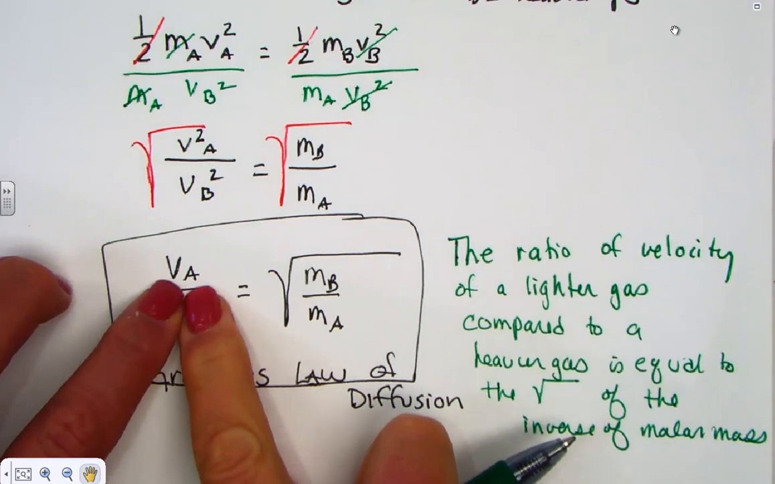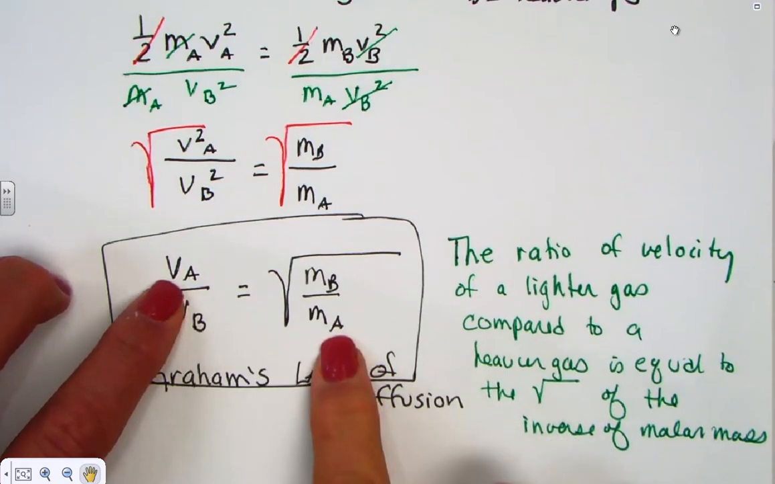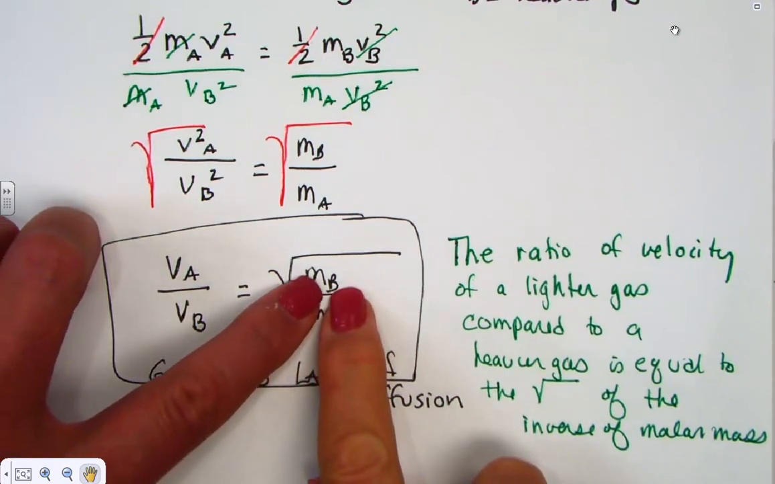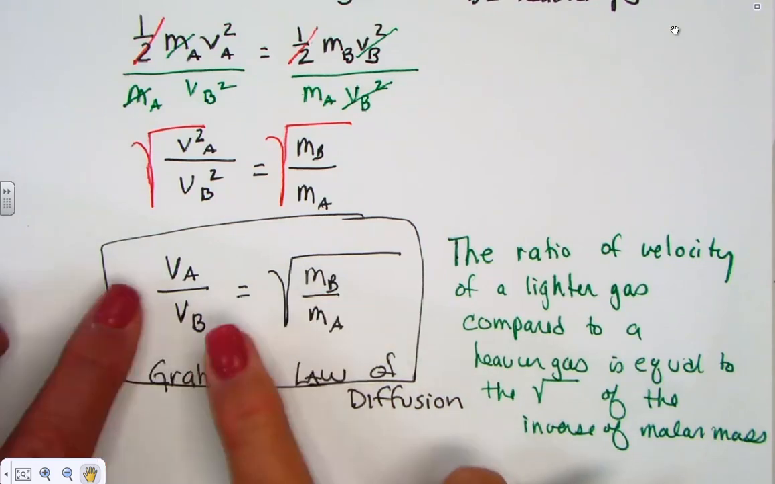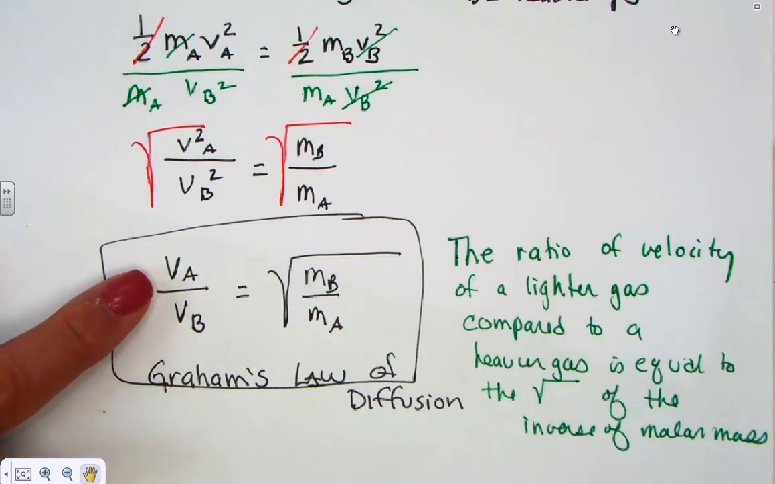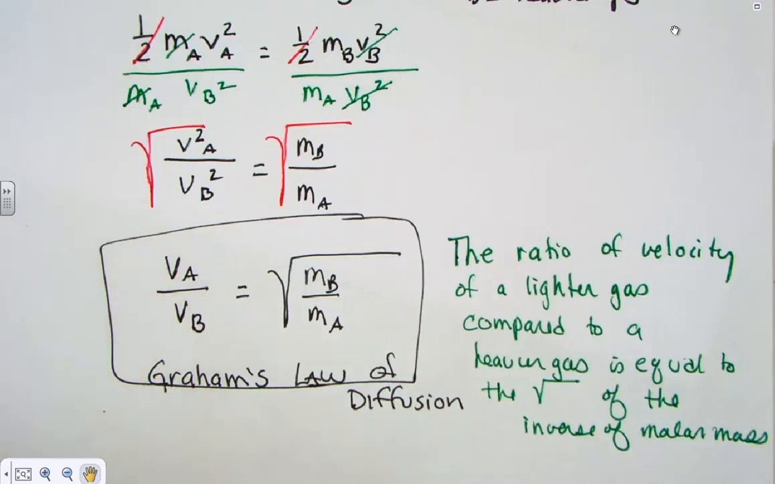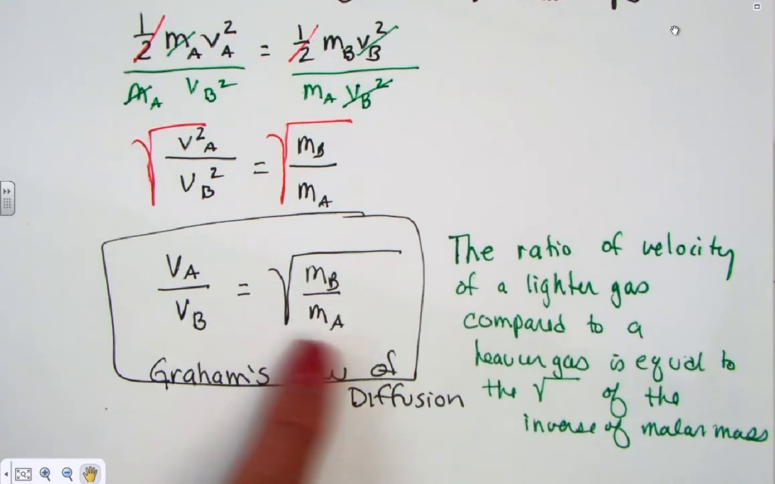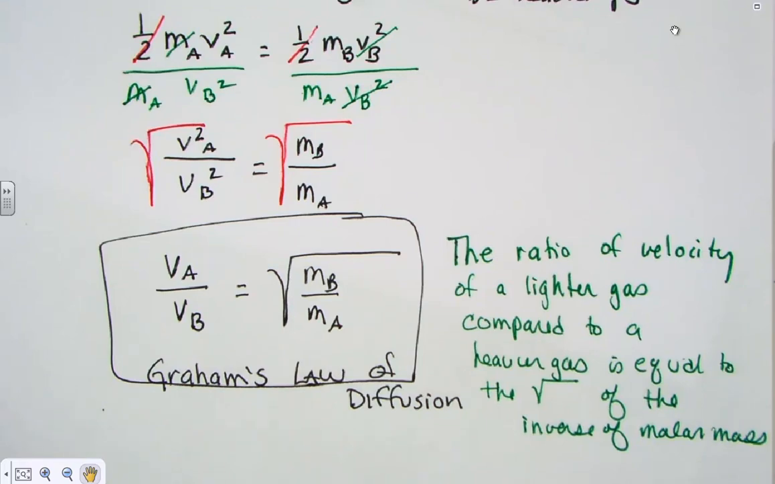Notice here, A is on the top, so A is on the bottom. That's what inverse means. B is on the top, B is on the bottom, on the opposite sides of the equal sign. Graham's law of diffusion. How fast does a lighter gas go compared to a heavier gas? How fast is it moving? We can simply calculate that ratio of velocity by taking heavy over light, square root key. Just a little molar mass calculation.